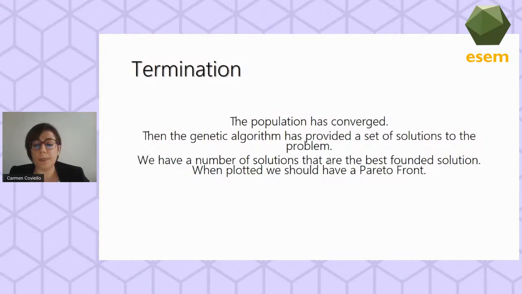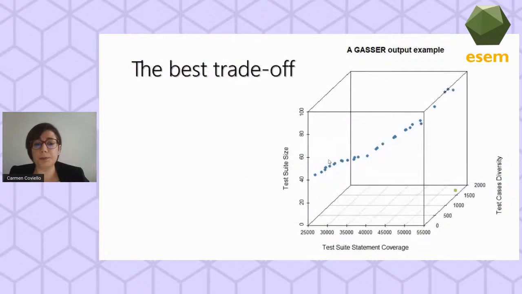iteration is reached. In output, we have a set of optimal solutions, and when plotted, we should have a Pareto front. This is a Gasser output example, and to select the better trade-off among the 3 objectives, we used a criterion based on the compromise programming method.